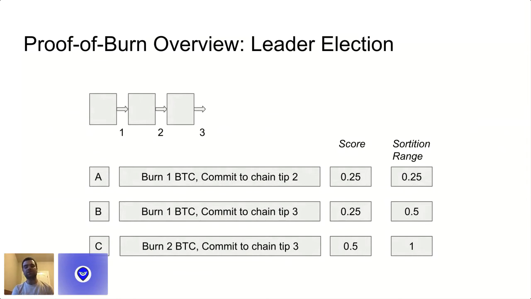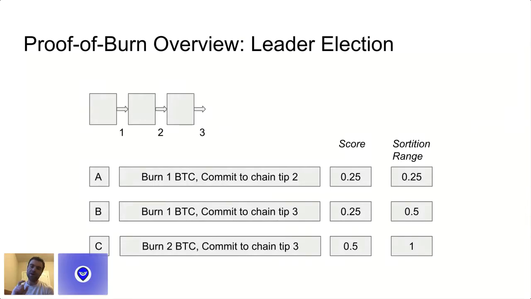Miner A and B both burn 1 Bitcoin, and miner C burns 2 Bitcoin. Once these commitments are announced to the network, network participants look at all of these commitments, and they assign a score to each miner based on the amount of Bitcoin that they've committed relative to the other miners. In this simple example, miners A and B both burned the same amount, so they would have the same score, and miner C burned twice as much, so their score would be twice as high. So the scores here would be something like 0.25, 0.25, and 0.5.